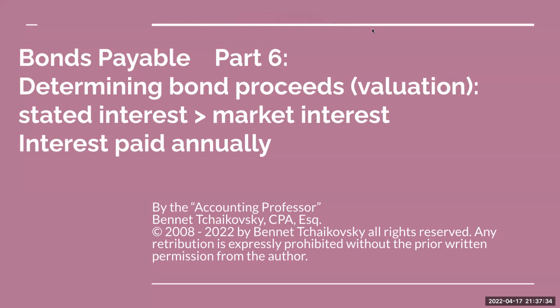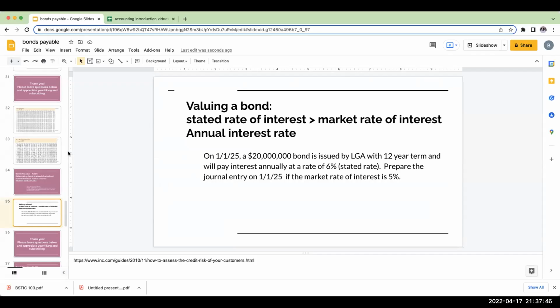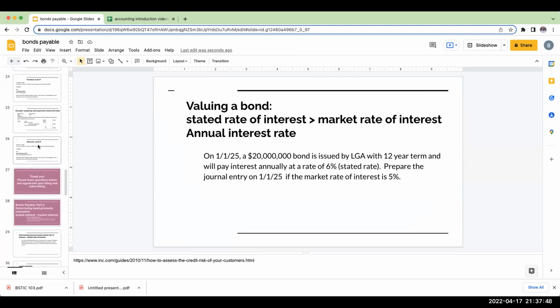This is part 6. We're going to be determining the bond proceeds evaluation if the stated interest rate is greater than the market interest rate and interest is paid annually. So before we start in on this part 6, I'm going to take you through something.